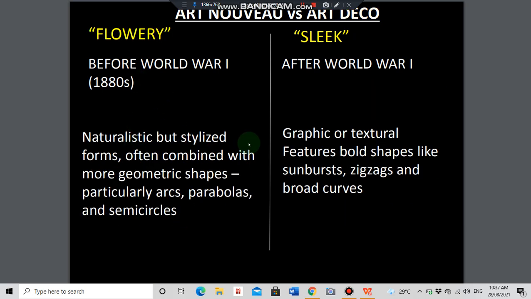Then, naturalistic but stylized forms often combined with more geometric shapes, particularly arcs, parabolas, and semicircles. Graphic or textural features bold shapes like sunburst, zigzags, and broad curves. So that is the difference between the Art Nouveau and the Art Deco.